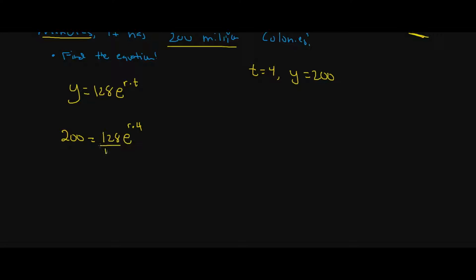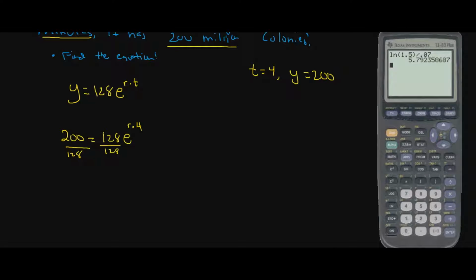Well, first of all, let's divide 128 to both sides. We're going to get 200 divided by 128. So let's write that down. 200 divided by 128, and we get 1.5625.